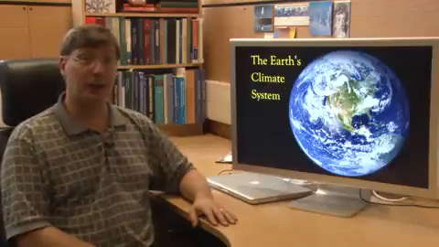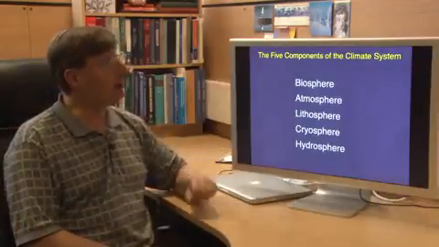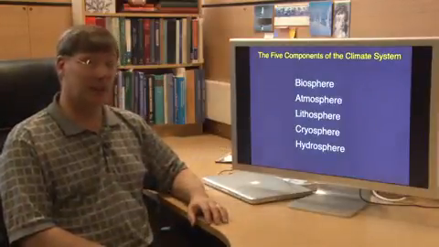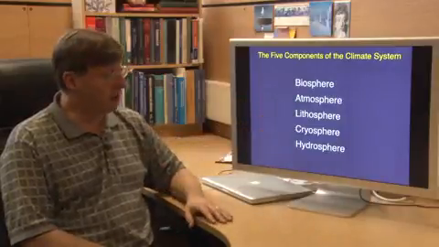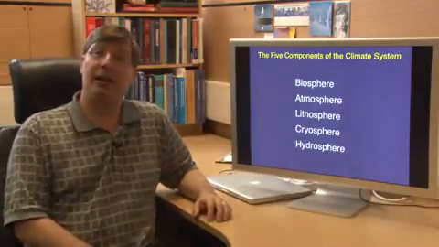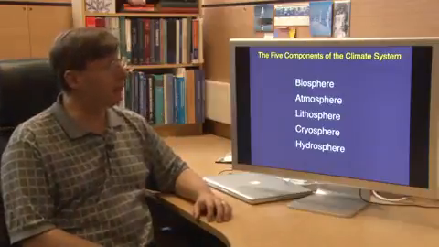Today, what we're going to learn is about the Earth's climate system. And the first thing that I want to talk about are the 5 components of the climate system: the biosphere, the atmosphere, the lithosphere, the cryosphere, and the hydrosphere. So let's go through each one of these individually, shall we?